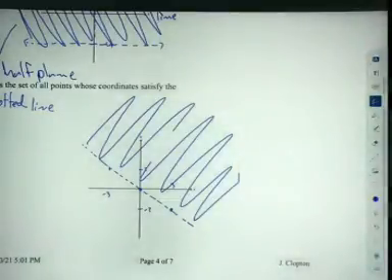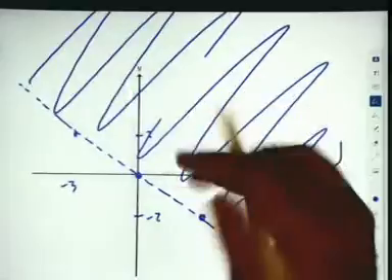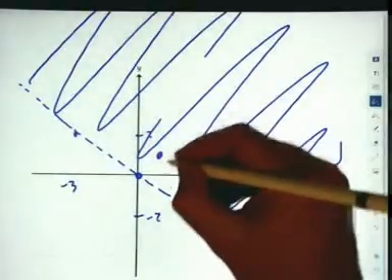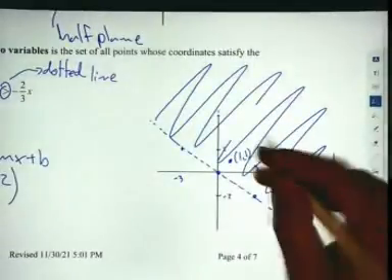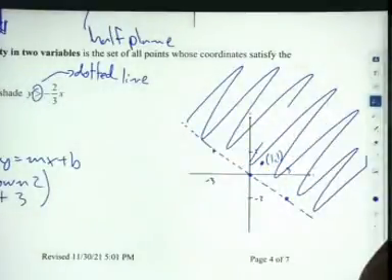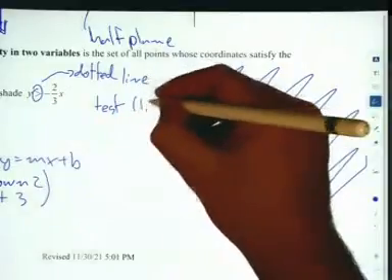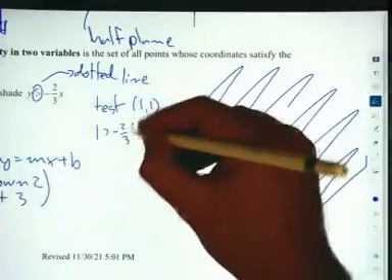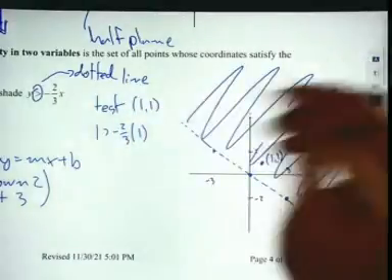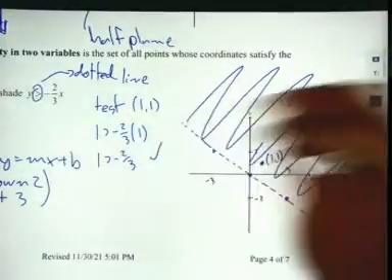Now, a sure way to check this is to pick a test point. So what's a point that's in this shaded region? Well, there's lots of points. For this purpose, I'm going to pick the point 1, 1. If I plug 1, 1 back into my original equation, I should get a true statement. Test 1, 1. Is 1 greater than negative 2/3 times 1? Well, yeah, that checks out, doesn't it?